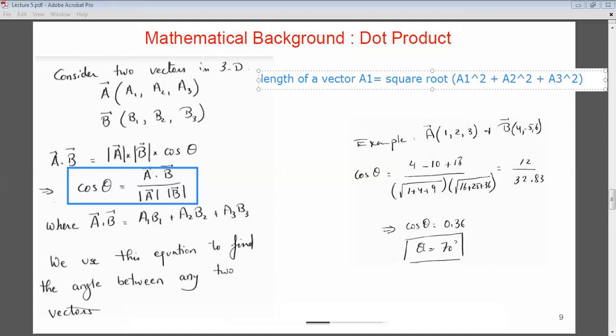Okay, so please keep this again in mind. If I have two vectors and I want to find the angle between them, I take the dot product and I divide by the absolute value of both. Okay, so now why I'm doing this? Because I want to solve this exercise.